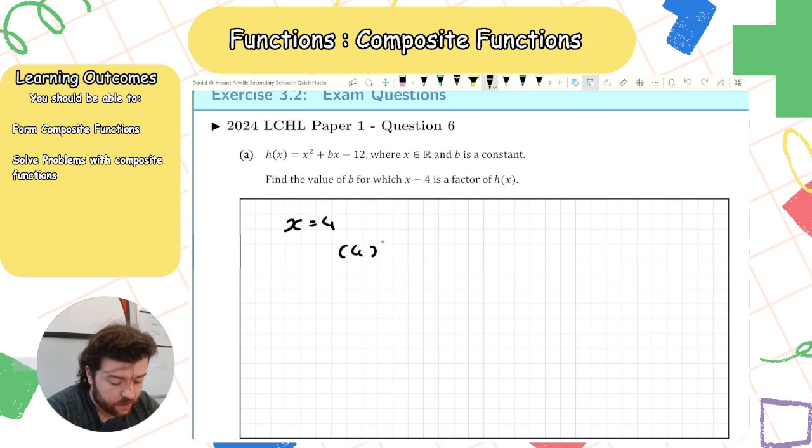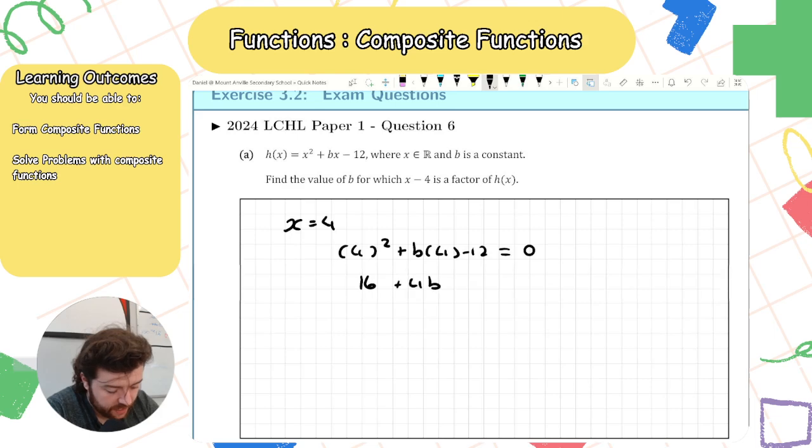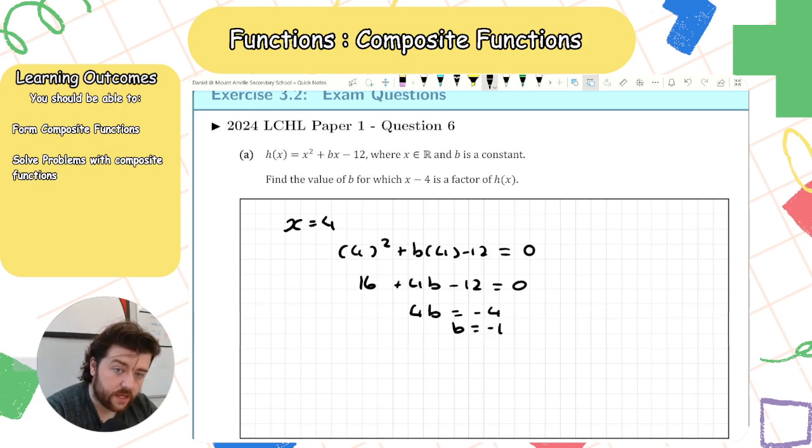So 4 squared plus b times 4 minus 12 equals 0. 16 plus 4b minus 12 equals 0. 4b is going to be equal to minus 4. B is going to be equal to minus 1. Stunning.